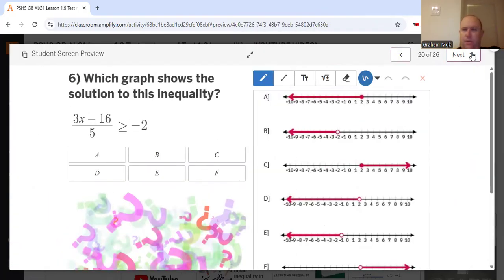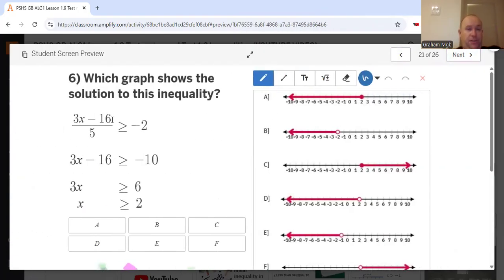So the first thing we would do is we would definitely want to get rid of this fraction. So the line on the fraction means divide. So the opposite of dividing by 5 is to times by 5. And -2 times 5 is -10. Now, if this would have been a negative number, remember when you multiply by a negative number, the inequality flips as well. So this is just positive though, so we don't need to flip this inequality.